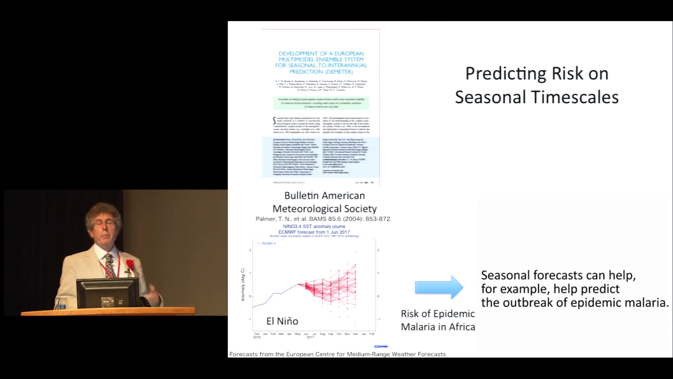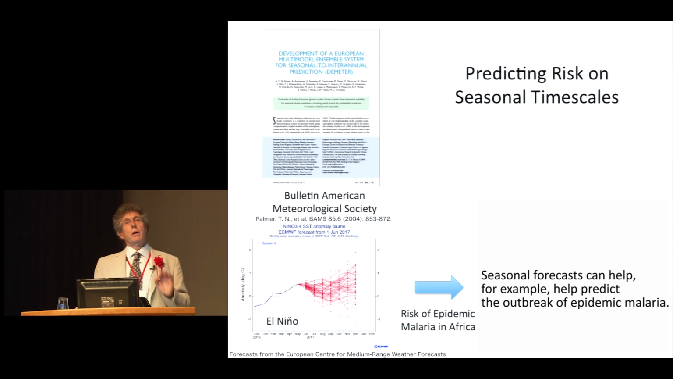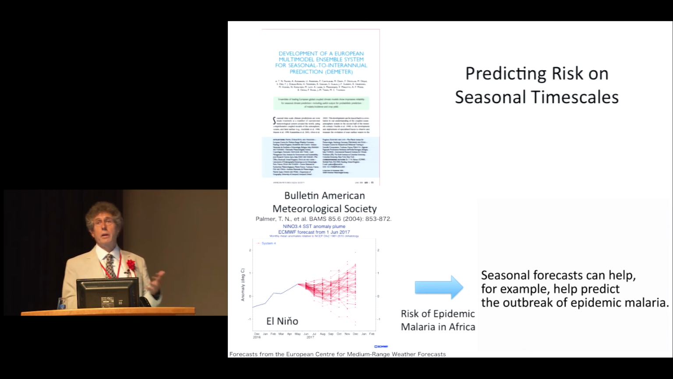So basically, we were able to make probabilistic forecasts, this is with work, I should say, with the University of Liverpool School of Tropical Medicine and the International Research Institute for Climate and Society in Columbia University in the US. We were able to make probabilistic forecasts of malaria incidence, the probability of epidemic malaria occurring in particular regions of Africa, a season ahead now, not just days, a season ahead of time.